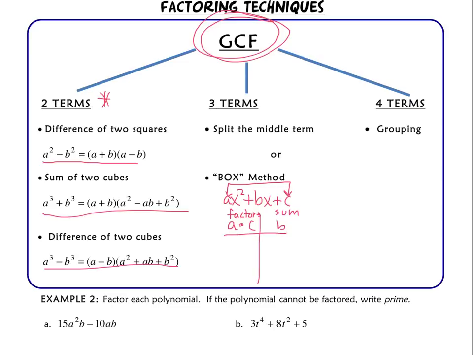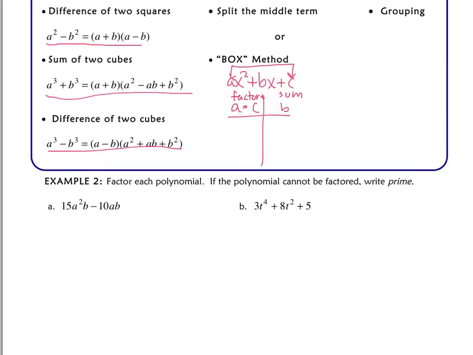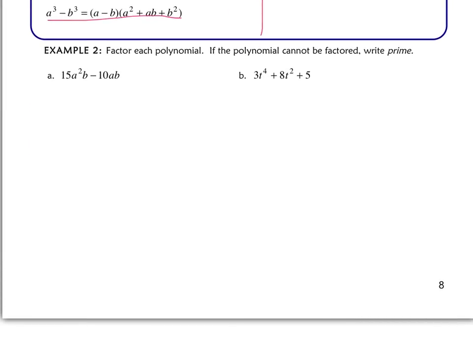And then with 4 terms, that's when you group the first 2 together, take out a GCF, group the last 2 together, take out a GCF, and you factor it in that way. So let's take a look at example 2. We're going to factor each polynomial, and if it cannot be factored, write prime.